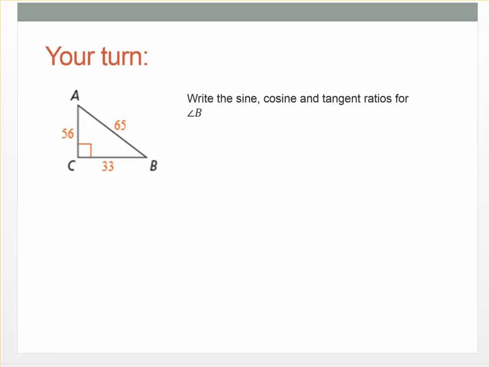You can go ahead and pause the video now and give yourselves about 2 minutes to write the sine, cosine, and tangent ratios for angle B. Figure out first what your reference angle is, identify the hypotenuse, opposite, and adjacent, and then write out your fractions. Okay?